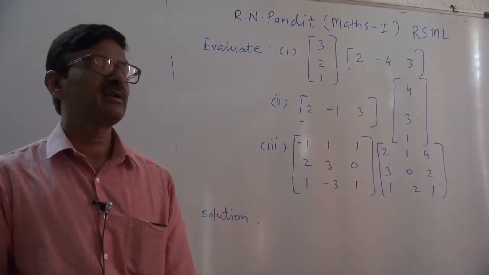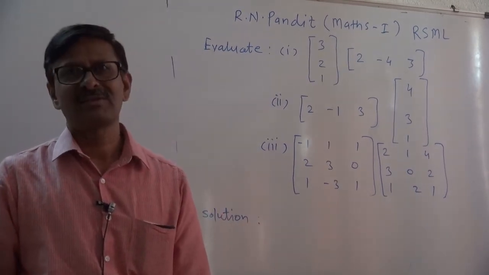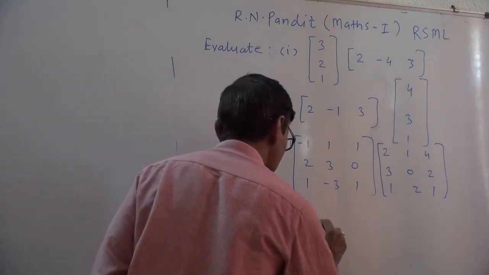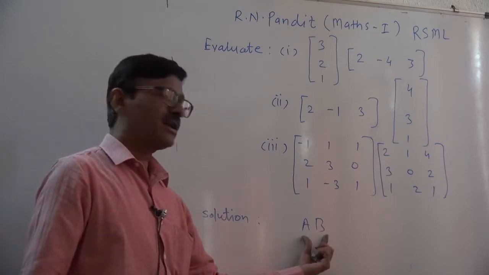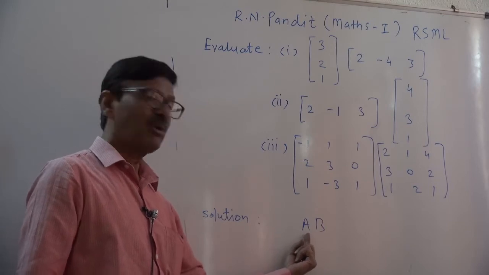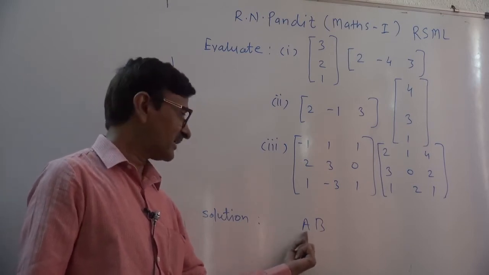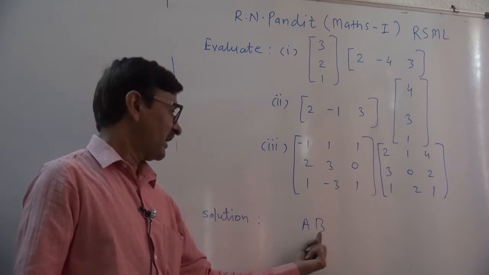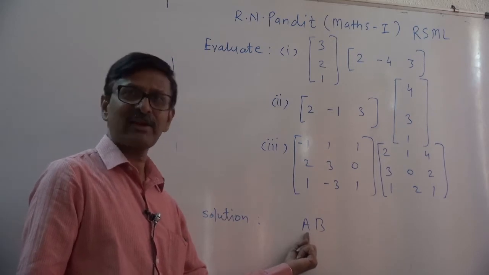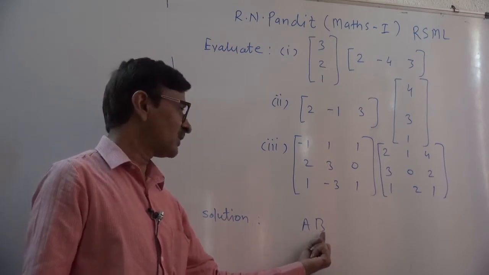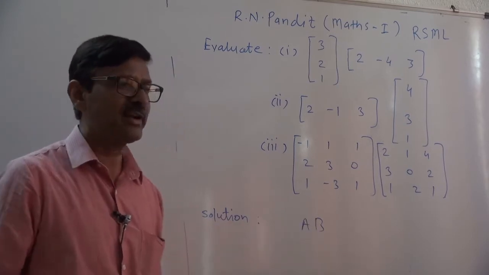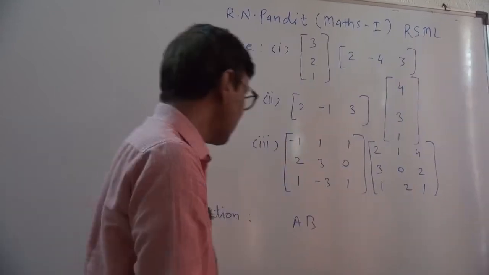Class, already we have studied multiplication of two matrices. If A and B are two matrices, then the product AB will exist under a condition: here A is called the prefactor and B is called the post factor. The number of columns in the first factor matrix A must be equal to the number of rows in the second factor matrix B. If this condition is satisfied, then we say that the product AB exists.